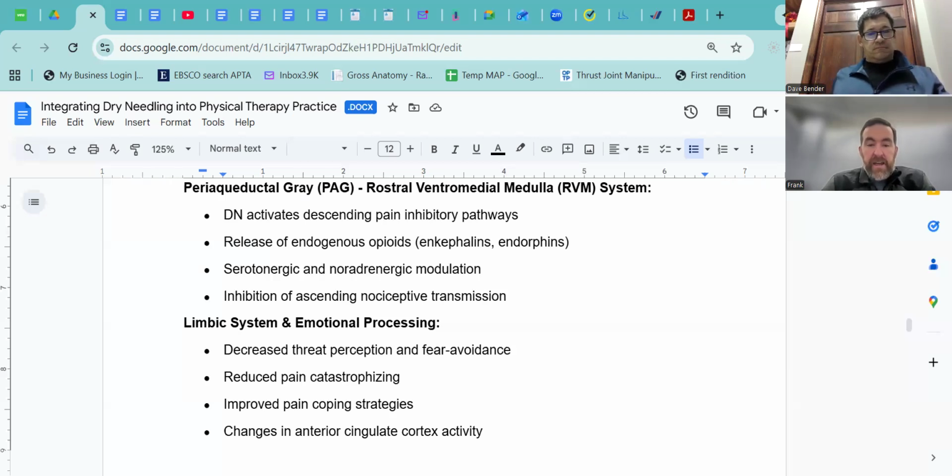You have reduced pain catastrophizing, which again is that, hey, the brain goes right to what could be the worst thing. Hey, if I do this, then the back pain is going to flare up and then I'll be set back for 5 weeks. This helps to decrease that catastrophizing and improve pain coping strategies. We all have coping strategies, and the limbic system is significantly tied to these coping strategies. And a lot of this is done through the anterior cingulate cortex as well.